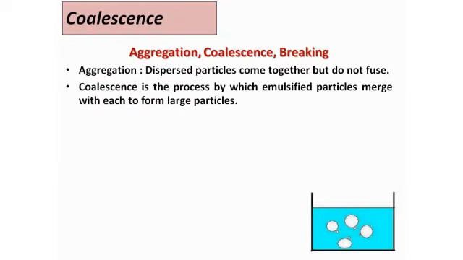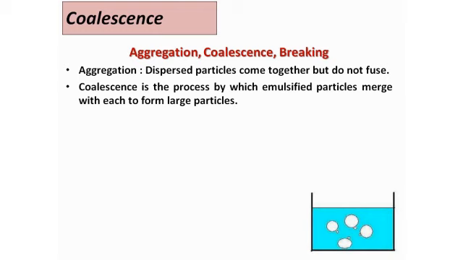The next concept now is coalescence. Along with coalescence, we have two more components: one is aggregation, and the other is breaking. So what is aggregation? Aggregation is nothing but the dispersed particles coming close, but in aggregation they never fuse to form a bigger droplet. The particles come close, but they never fuse.